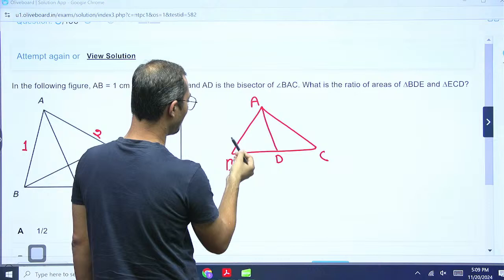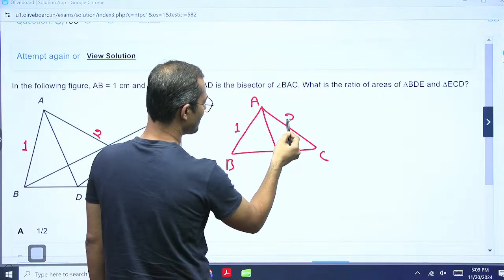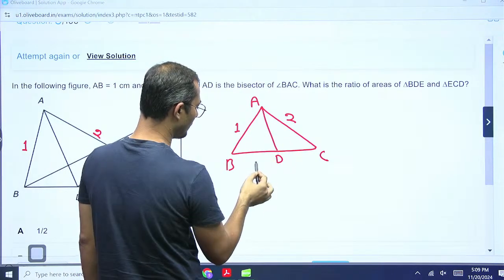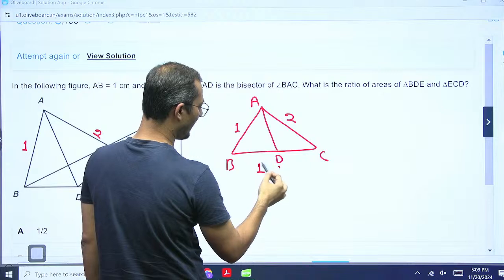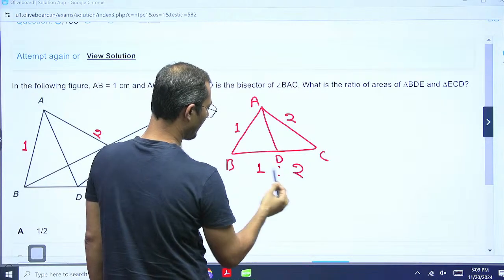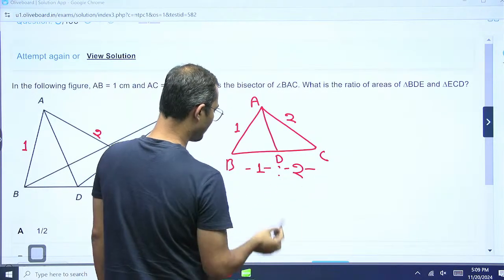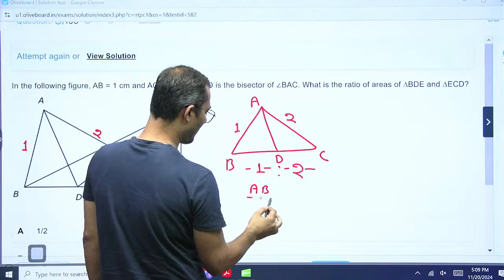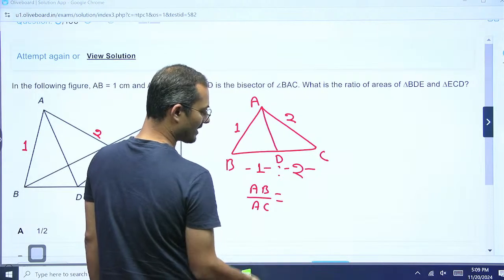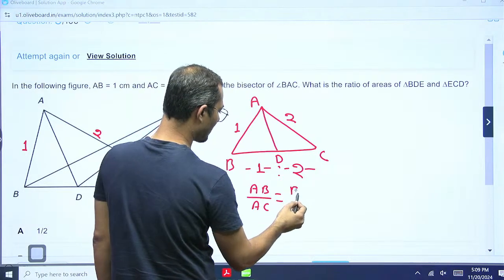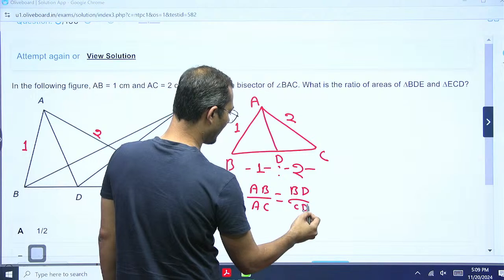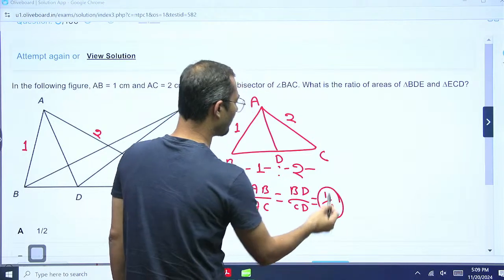It means that AB is equal to 1 and this is 2. So the ratio is 1:2. So the ratio of BD and CD is going to be 1:2, right? Is this clear? So AB upon AC, by the angle bisector property, we can say that BD upon CD is going to be 1/2, right?